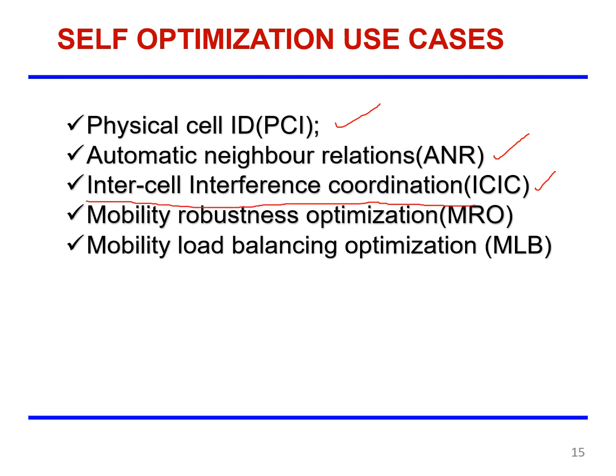ICIC is nothing but inter-cell interference coordination. As 4G uses OFDMA, you will have inter-cell interference at the cell edges, and that can be addressed by using the ICIC feature. And the ICIC feature can be implemented automatically by self-optimization of SON.